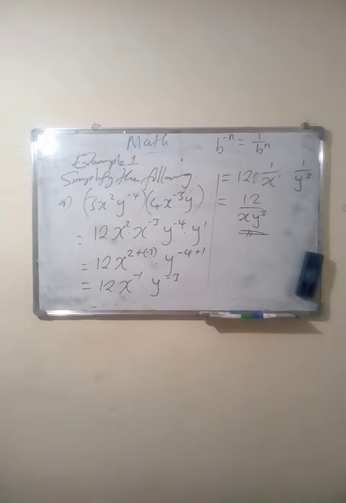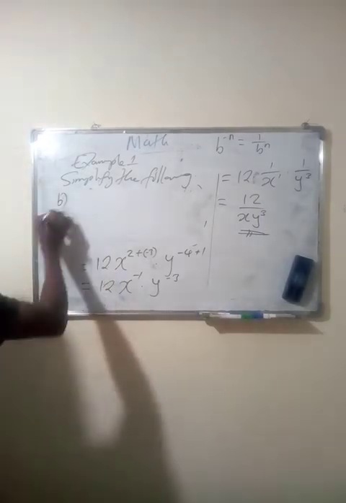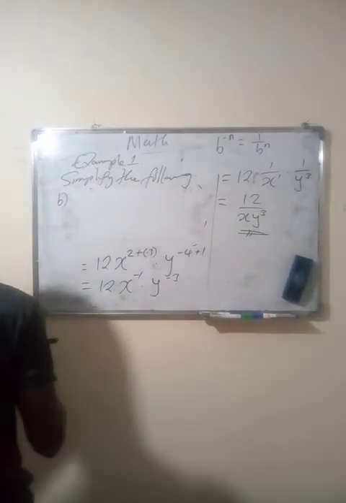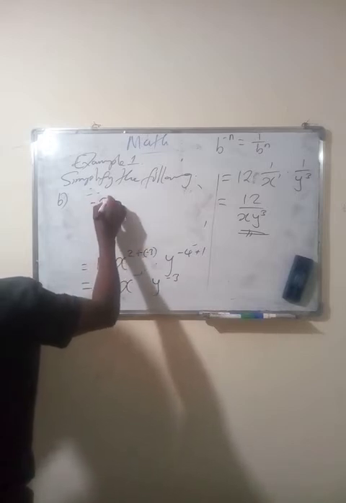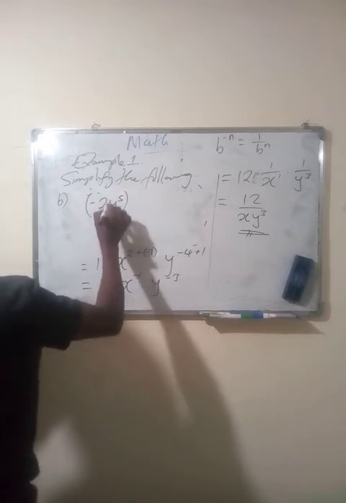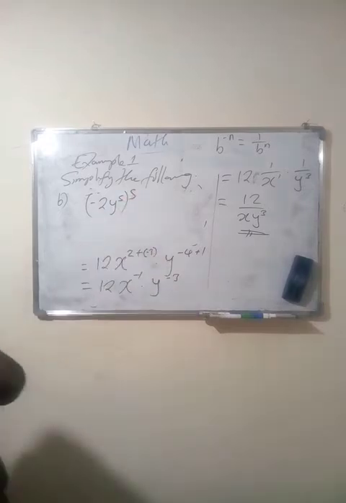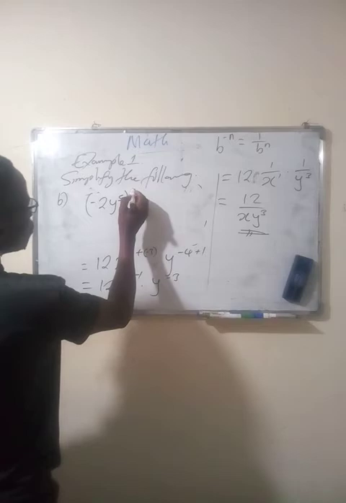Okay, then let's look at part B of our example. Let's say we have negative 2 y to the power 5, and then everything to the power 5.